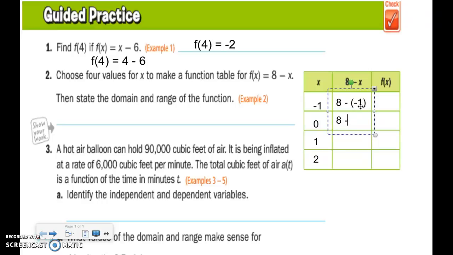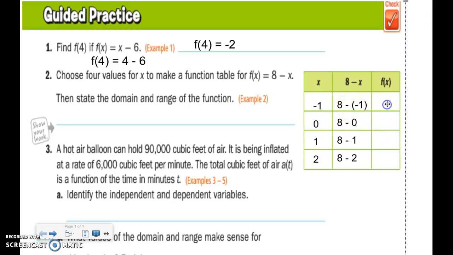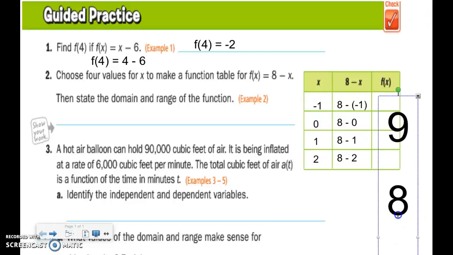So this next one is going to be 8 minus 0, obviously. The next one is going to be 8 minus 1. And lastly, I'm going to have 8 minus 2. So I'm going to go ahead and calculate each of these. 8 minus -1 becomes 8 plus 1. That's going to be 9. 8 minus 0 is 8. 8 minus 1 is 7. And 8 minus 2 is 6. So there is my solution set.